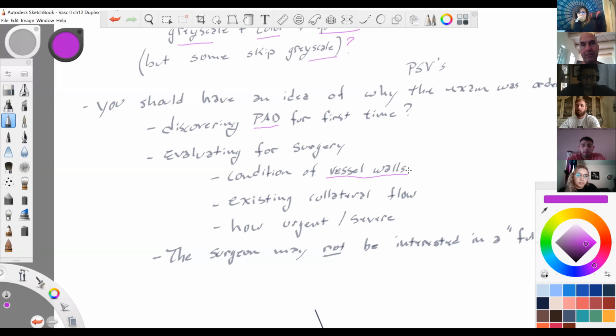And so you might be asked to look at the vessel walls in the, I don't know, proximal femoral artery. For that matter, probably the proximal great saphenous vein too, if you're using the great saphenous as a conduit to go around an area of occlusion or extreme stenosis. So you could be looking at the condition of the vessel walls. Are there calcifications in the walls? That really precludes using that part of the wall. Existing collateral flow.